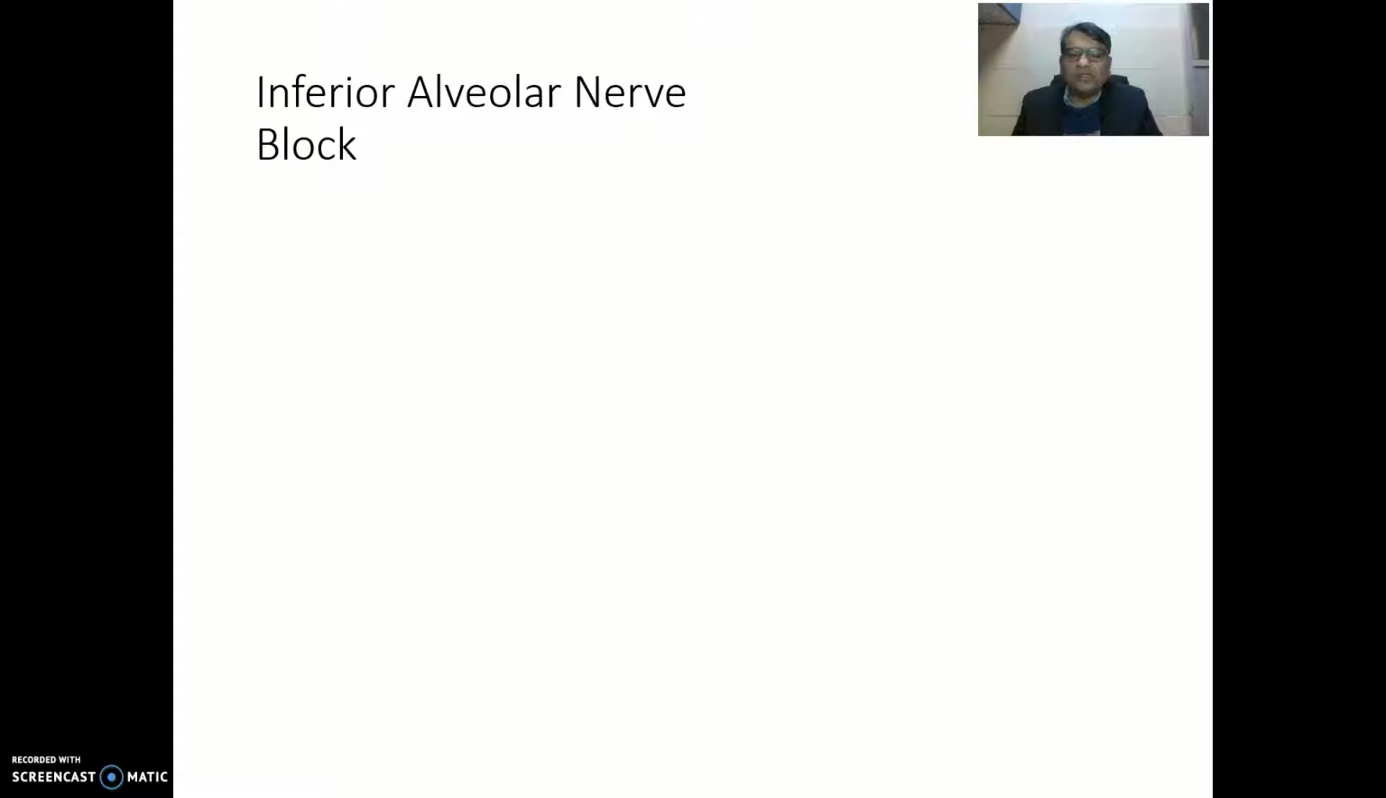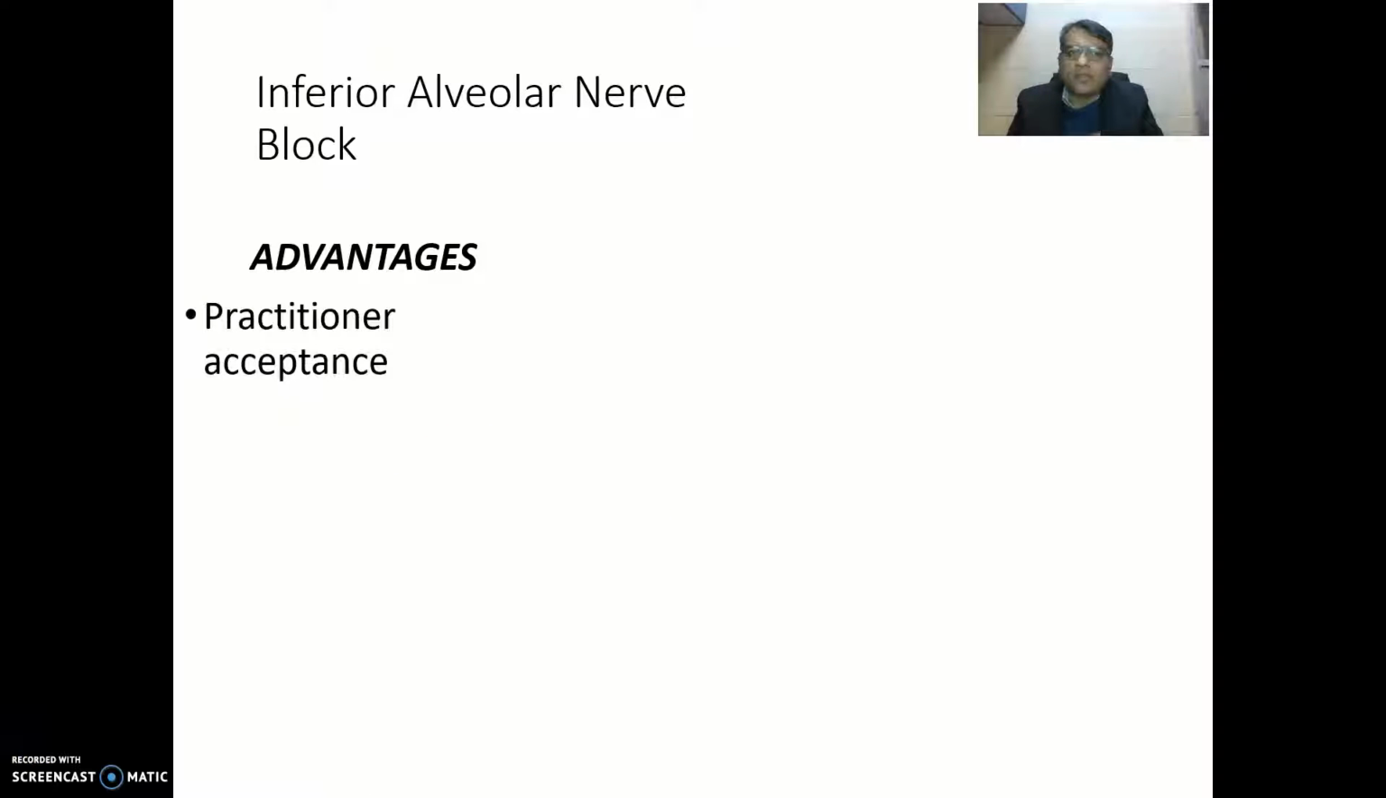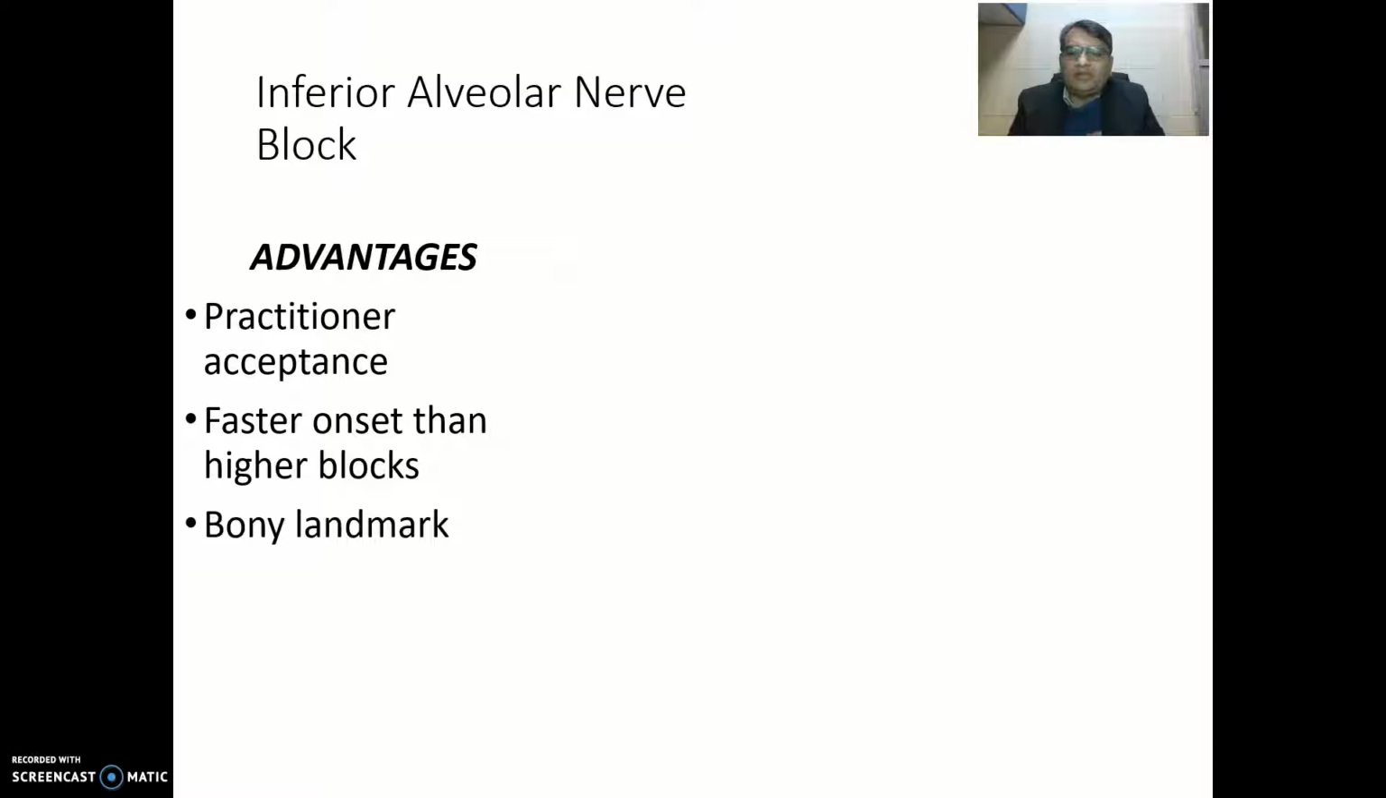Now we are going to discuss the advantages of inferior alveolar nerve block. First of all, the inferior alveolar nerve block is acceptable to practitioners. It has faster onset than higher blocks, such as the Gow-Gates block, and it relies on the bony landmark, not on the soft tissue landmarks.